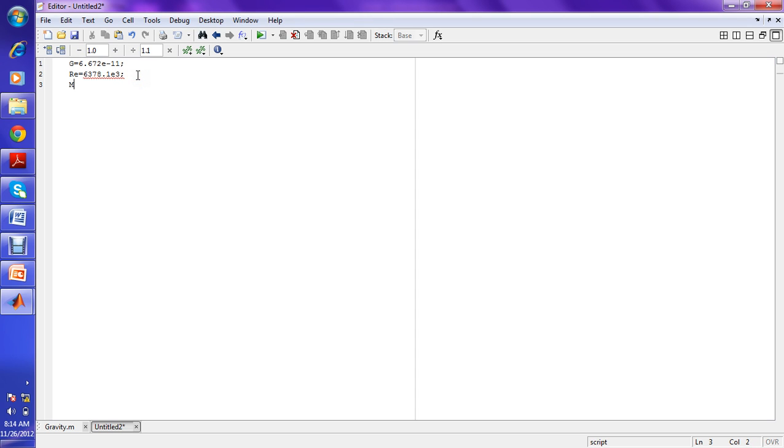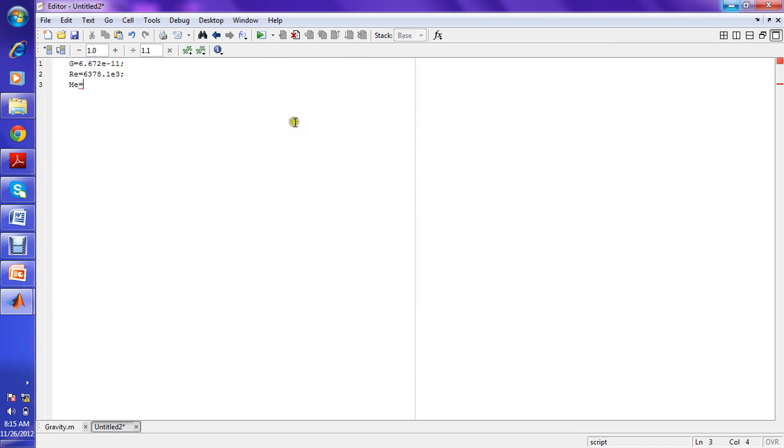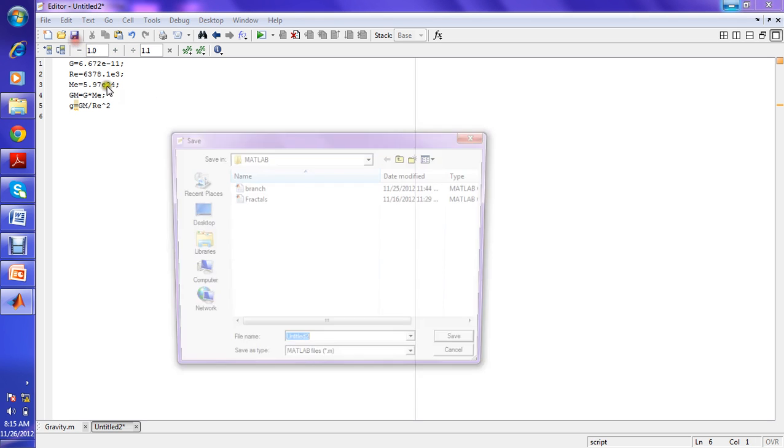The mass of the earth is about 5.97 times 10 to the power 24, so 5.97 e to the power 24. Then we can calculate GM equal to G multiplied by Me. So we can calculate g equal to GM divided by re to the power square. I hope I didn't make any mistake, and I hope it will be working.